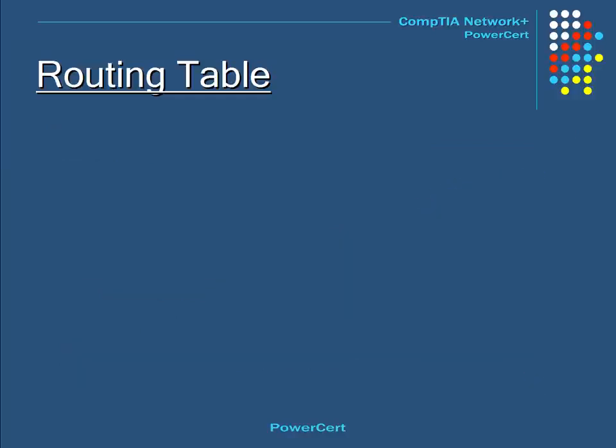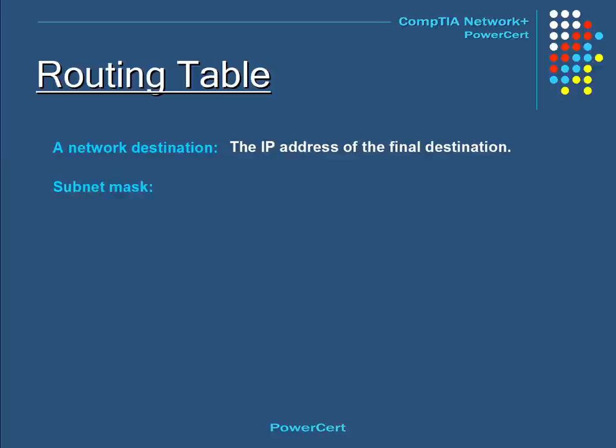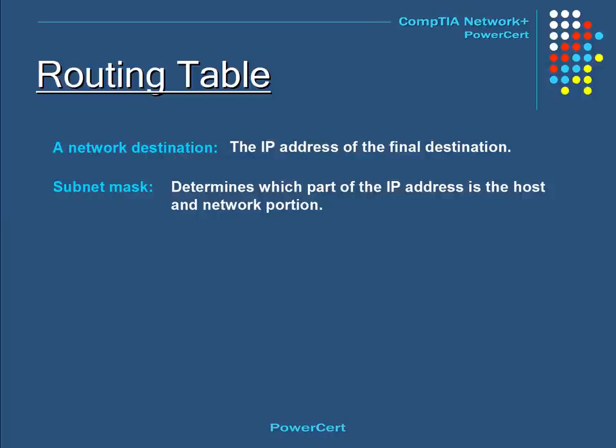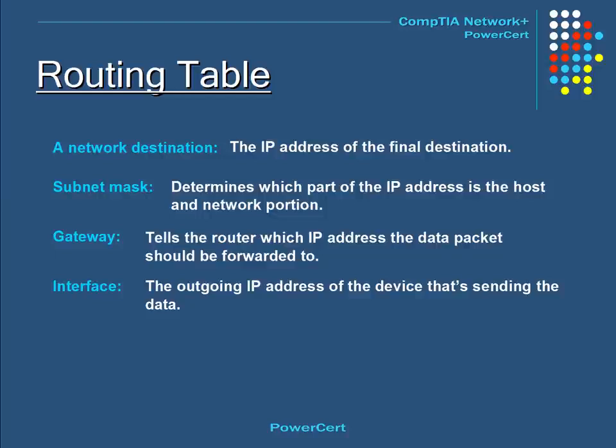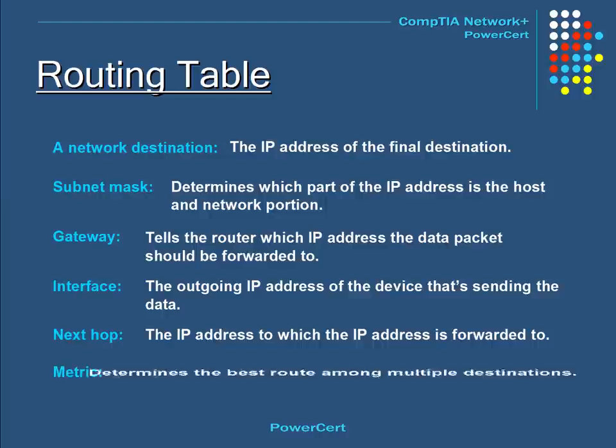A basic routing table contains a network destination, which is an IP address of the final destination; a subnet mask, which determines which part of the IP address is the host and network portion; a gateway, which tells the router which IP address the data packet should be forwarded to; the interface, which is the outgoing IP address of the device that's sending the data; next hop, which is the IP address to which the packet is forwarded; and a metric, which determines the best route among multiple destinations.